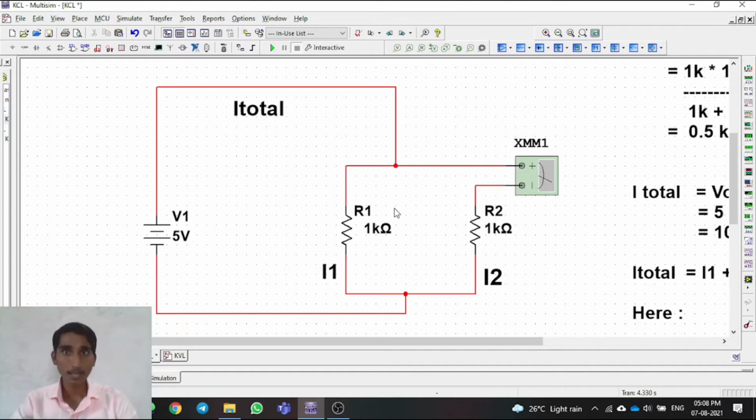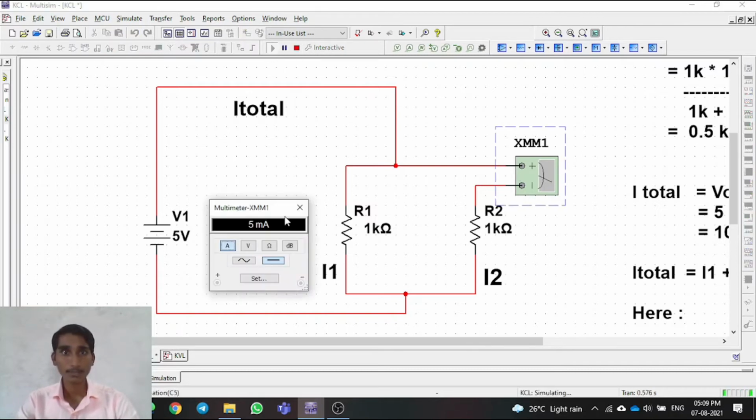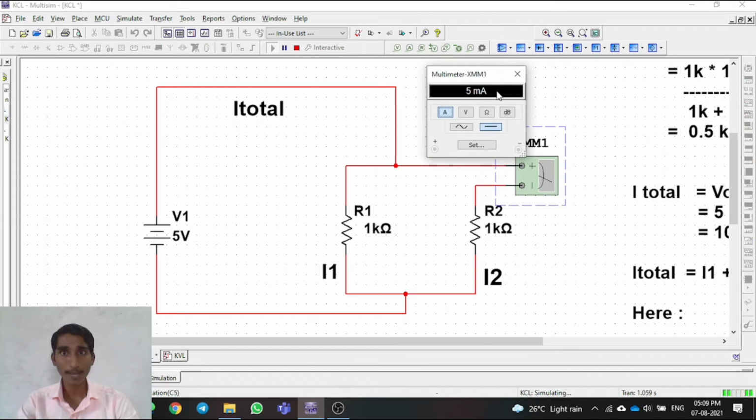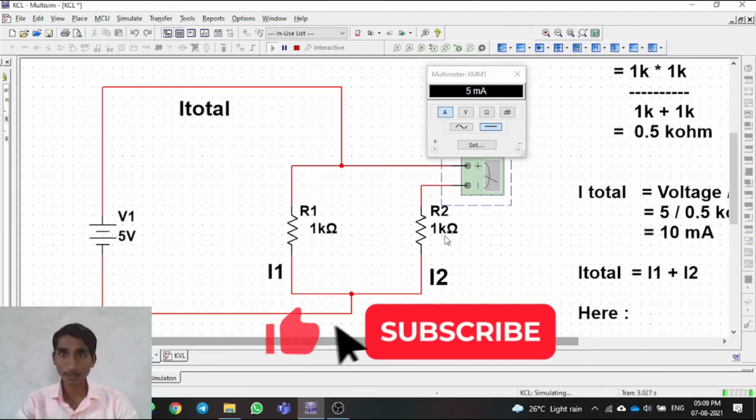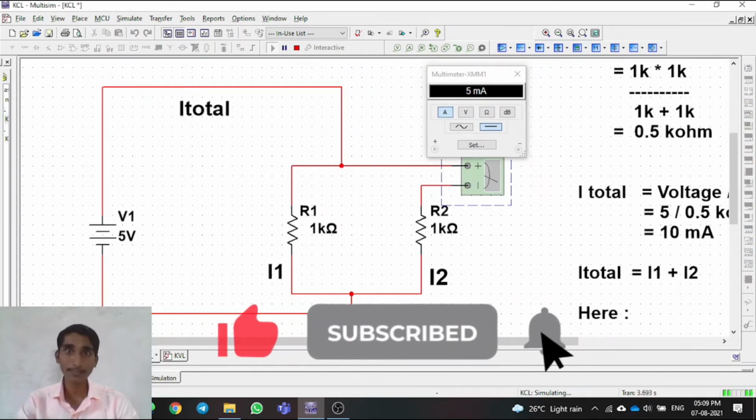Now I have connected our multimeter in series with the resistor R2, so as to measure the current through it. I will run the simulation. We'll now see the current is 5 milliamps. Again 5 milliamps, because both resistors are of the same value, and we got that theoretically as 5 milliamps.